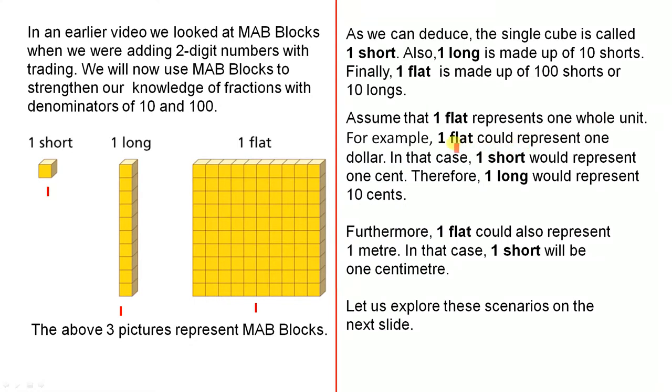For example, one flat could represent $1. In that case, one short would represent 1 cent, therefore one long would represent 10 cents. And that's pretty straightforward. Of course, here's a flat. It has 100 of these shorts. If that represented $1, that will represent 1 cent, and that would represent 10 cents.